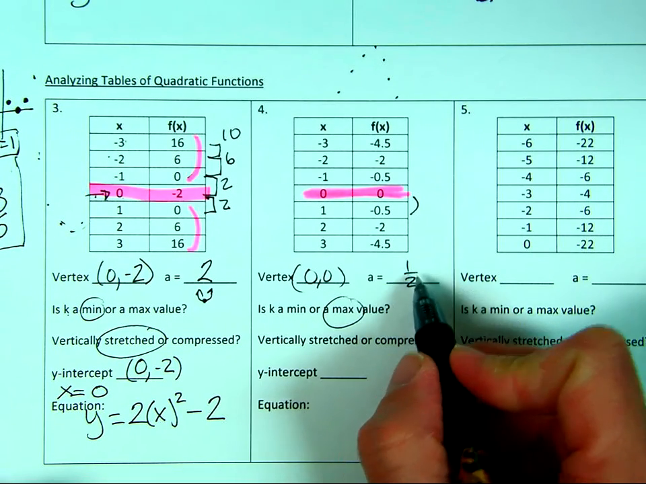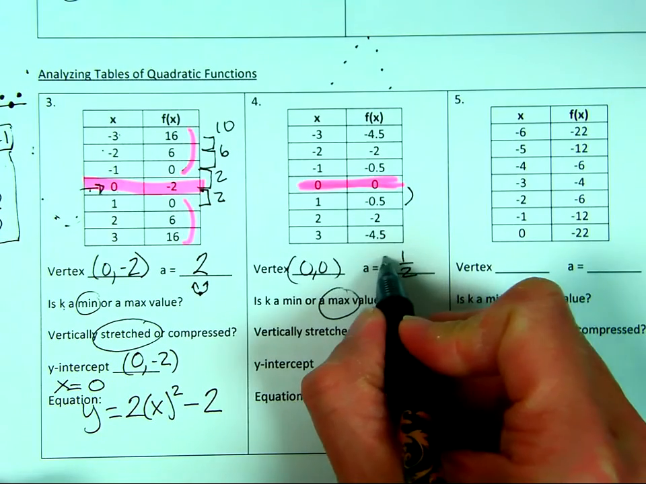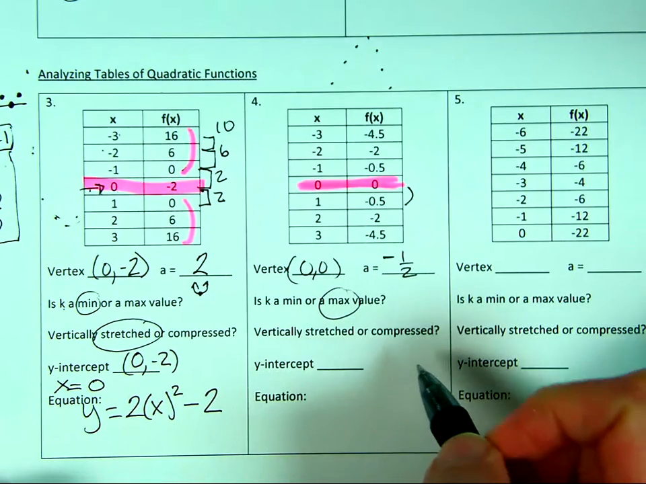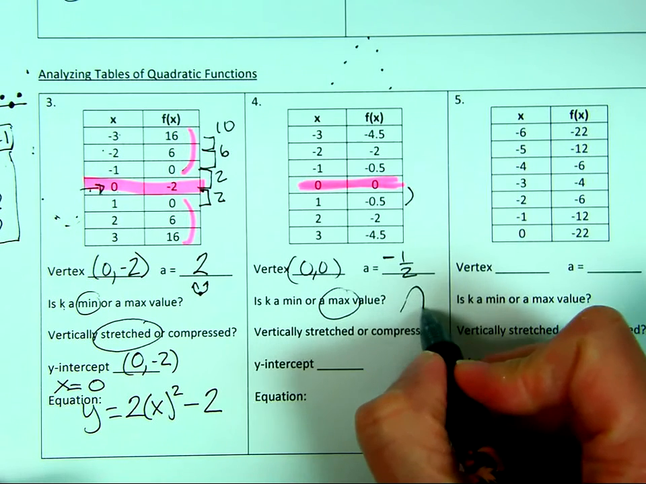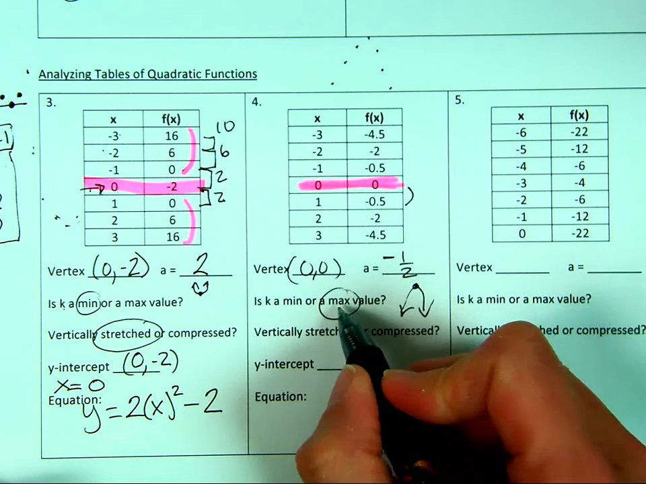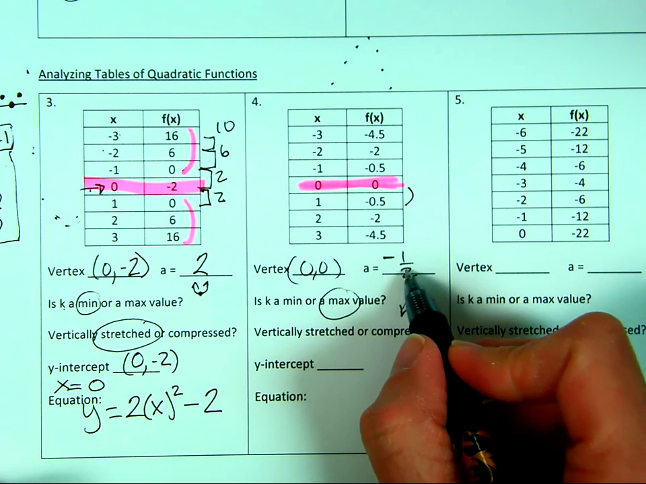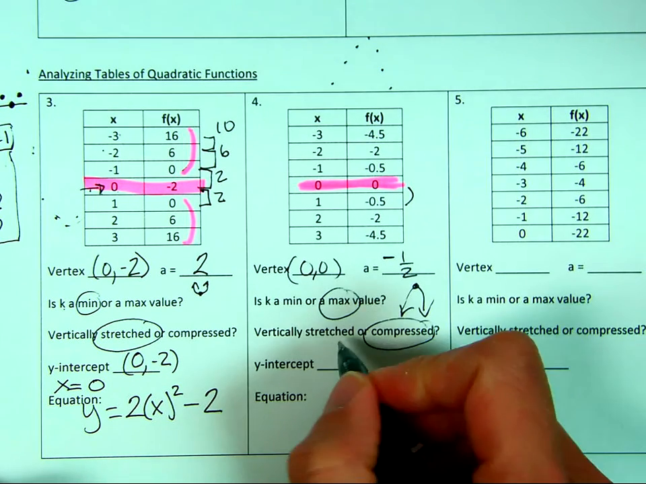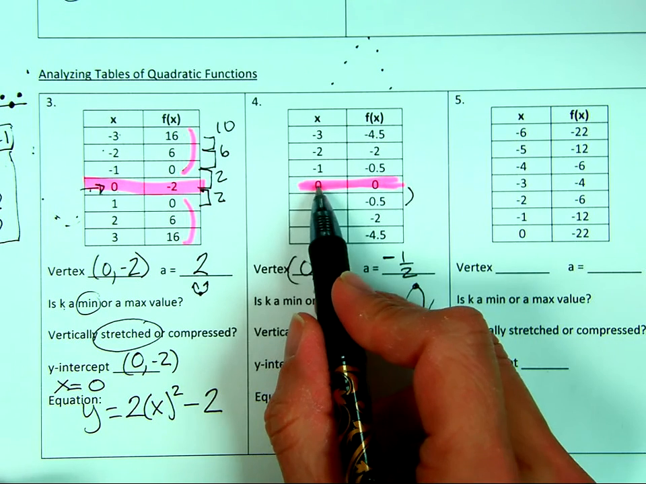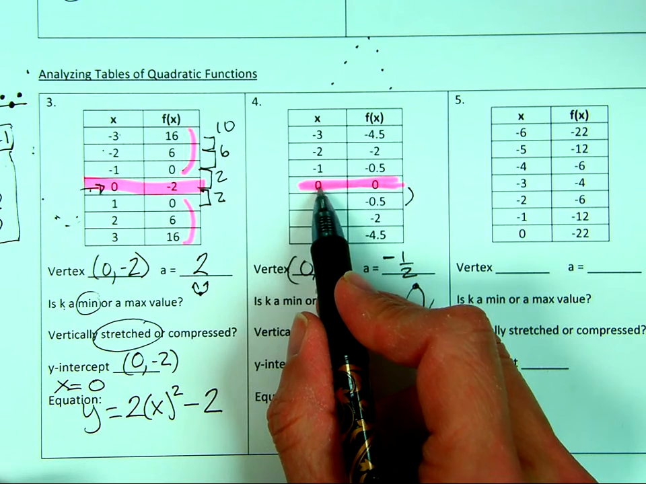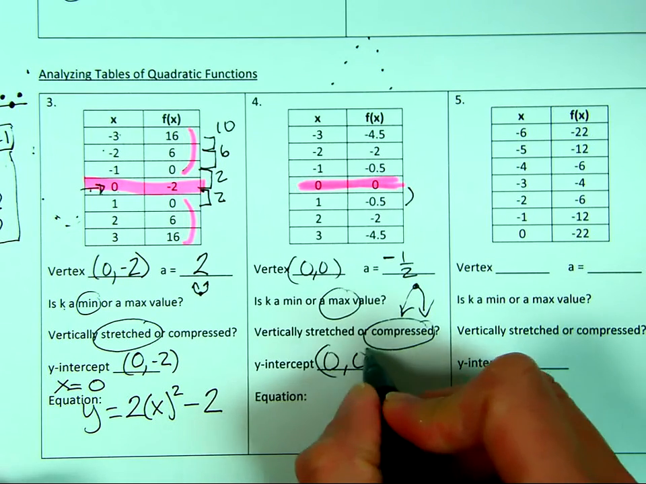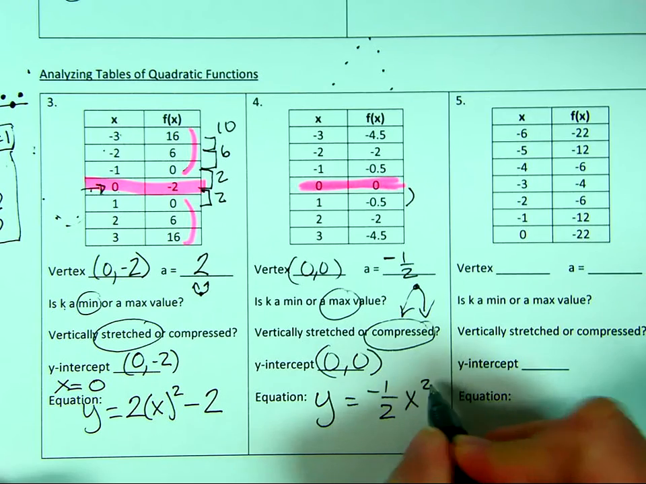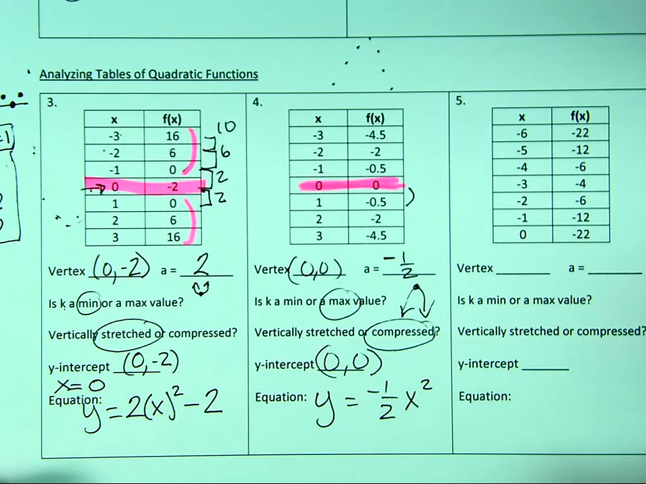Well, the absolute value of A is between... it's negative because it was going down. I forgot to, that's the whole reason I did that. It's -1/2. If it is going upside down, then we have a maximum. And if the absolute value of A is between 0 and 1, then we know it's compressed. The y-intercept is the y value for whatever value x is 0. So when x is 0, we look over there and we see 0, 0 is our y-intercept. So our equation, this one's fairly straightforward because we didn't shift left or right, up or down. So it's just y equals -1/2 x squared.